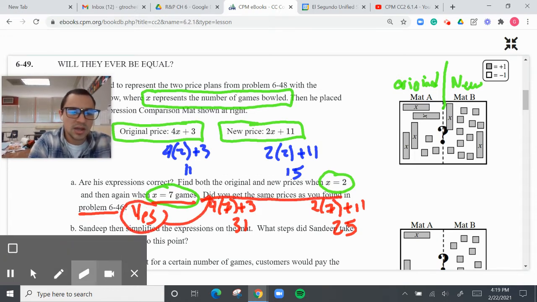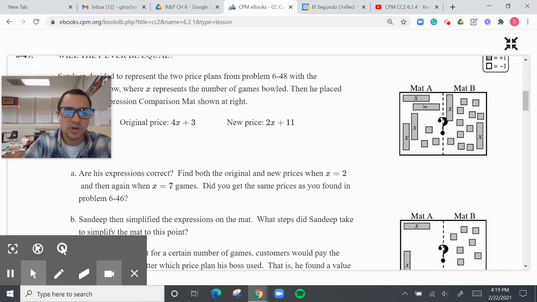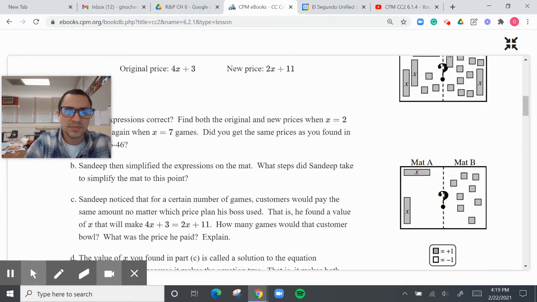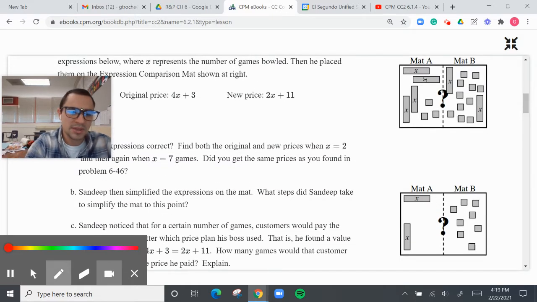Okay. So now we're going to go on to what steps did Sandeep take to simplify the mat from this point? So we got to look at the mat. Go ahead and see if you can find what they did here. So again, pause the video, see if you can answer these questions, and we'll move forward.